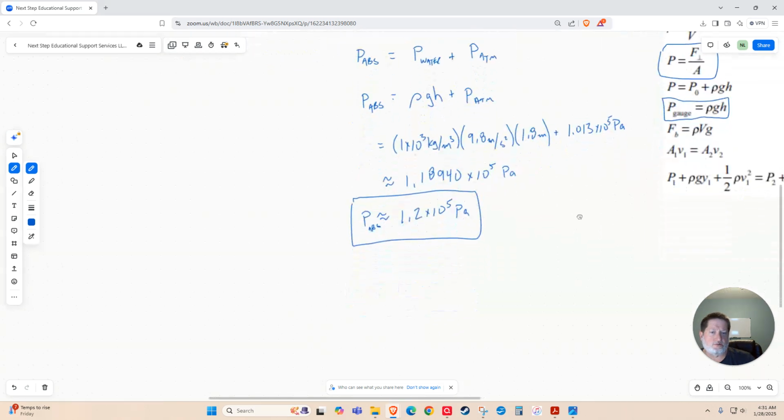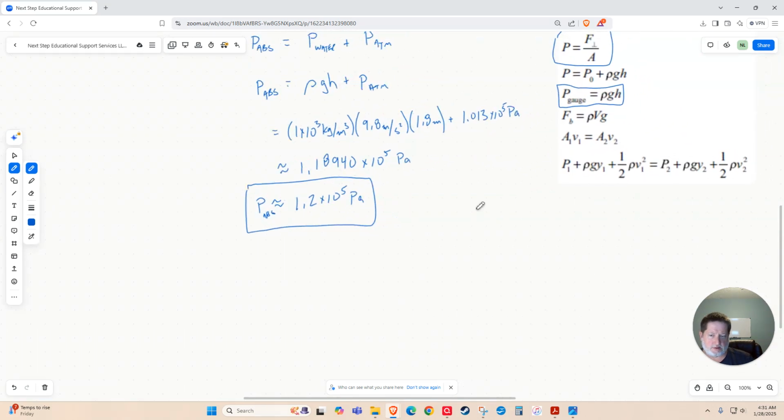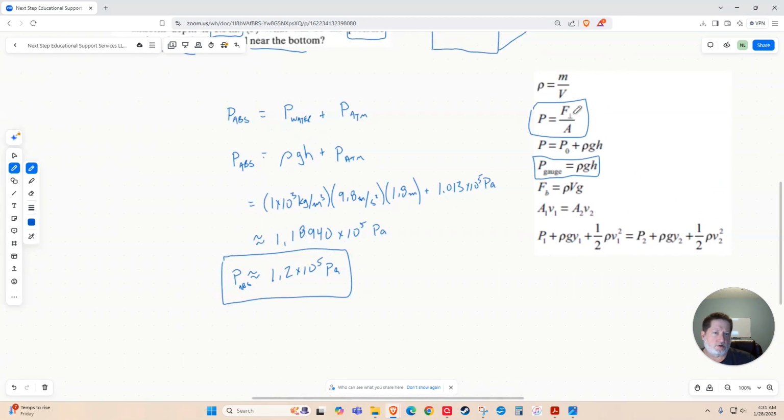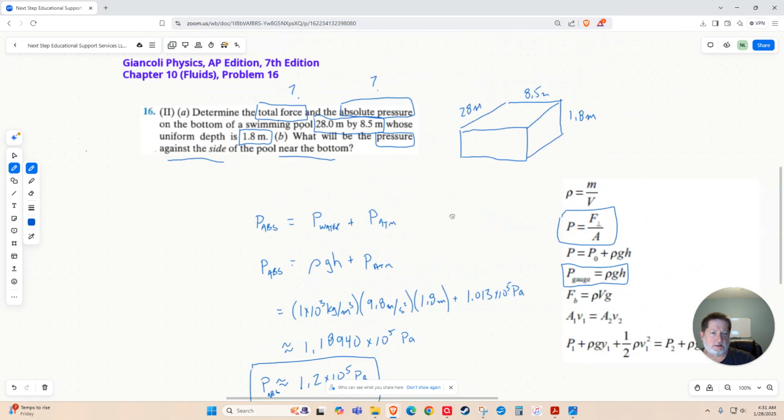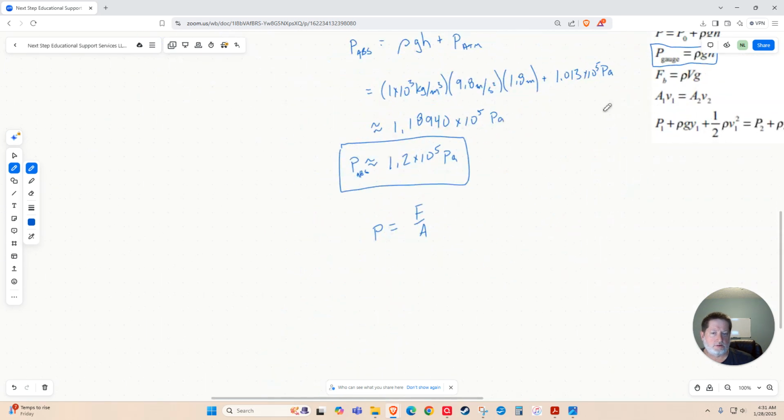The other part of the question is the total force. Now that I know the total pressure at the bottom, I can use our pressure definition equation over here. Pressure is force per unit area. I know the pressure now that I've calculated. I'm looking for the force. The area I can get easily from these dimensions. Let's just go ahead and rearrange. I'll substitute the area on the fly as we go. But my force is going to be my pressure times my area.